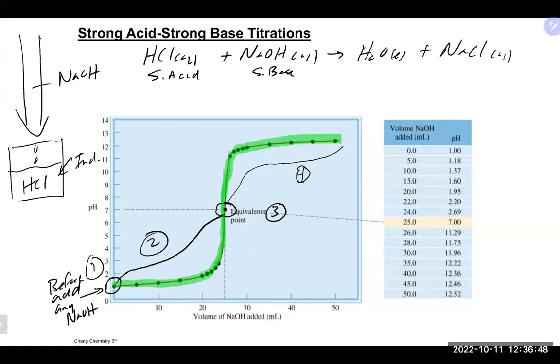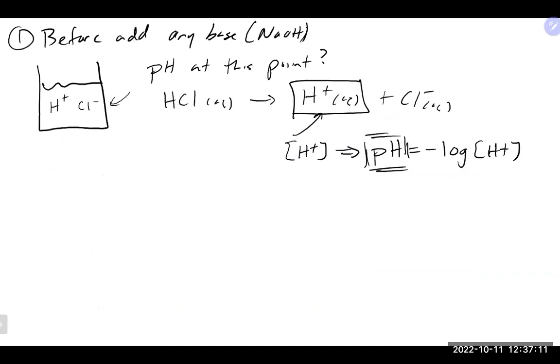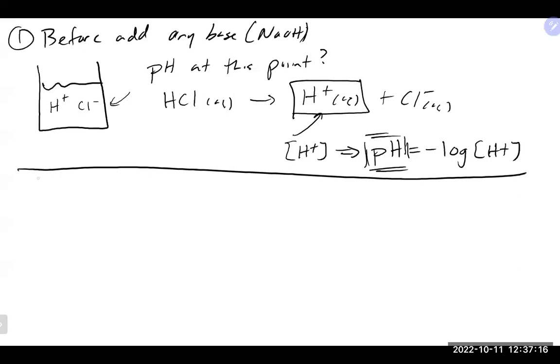Now we're going to start adding some base, and as we add base, our pH starts to climb a little bit. So let's talk about what happens from the very first drop of sodium hydroxide all the way to right before the equivalence point, and how you figure out the pH at that point. At step number 2, we are adding some sodium hydroxide to the HCl.